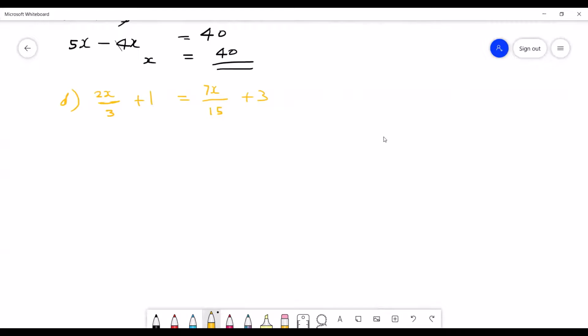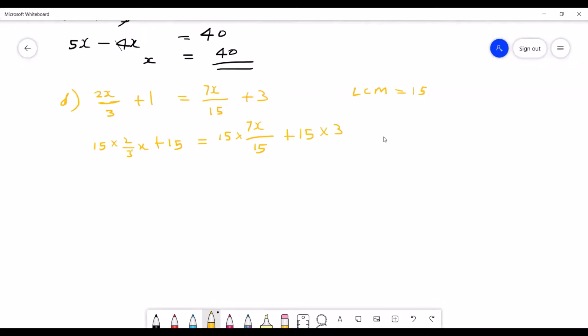So here we can remove the fractions first. So here it is 3 and 15 is the denominator. So definitely the LCM is 15. So let us multiply with the LCM first. So here we will multiply with the 15 everywhere. 15 into 2 upon 3x plus 1 into 15 is 15 only, is equal to 15 into 7x divided by 15 plus 15 into 3.